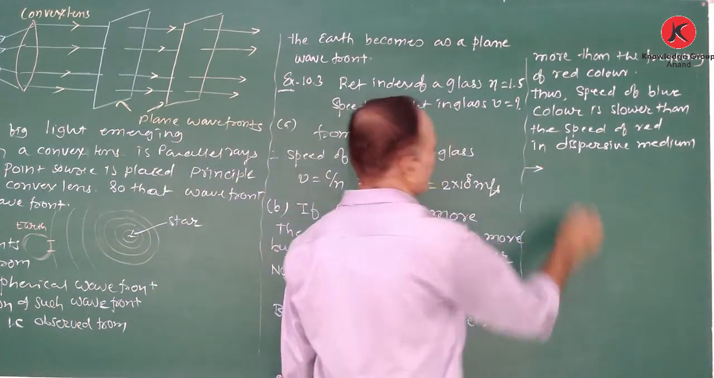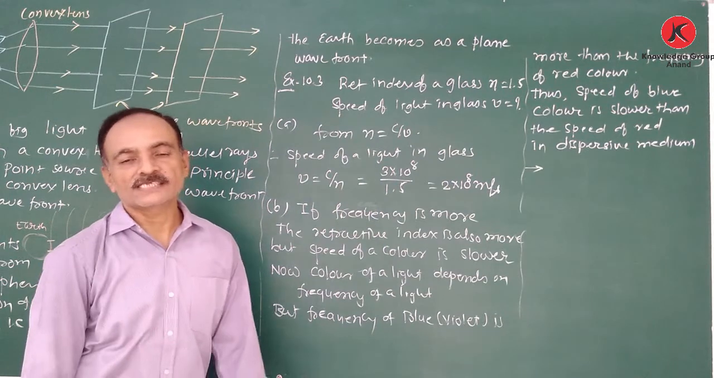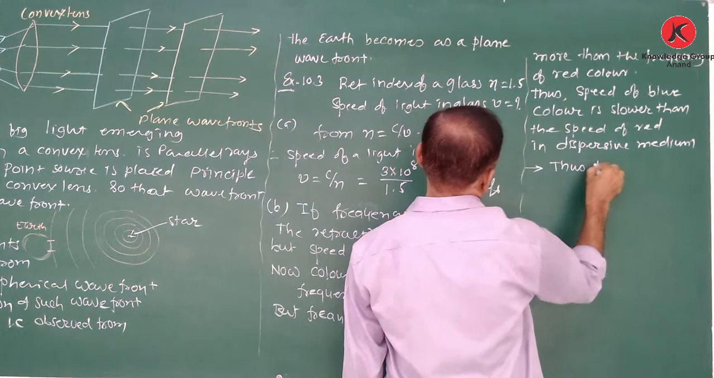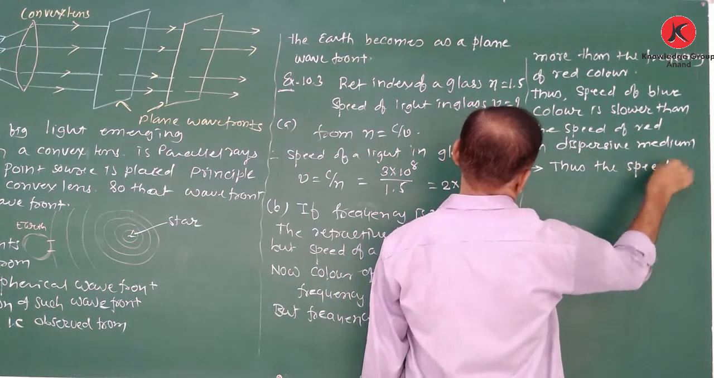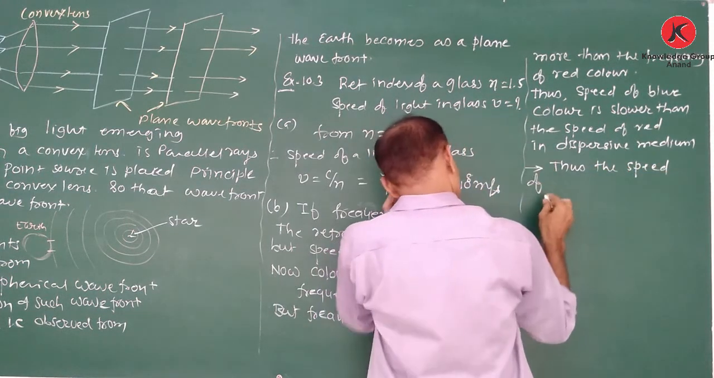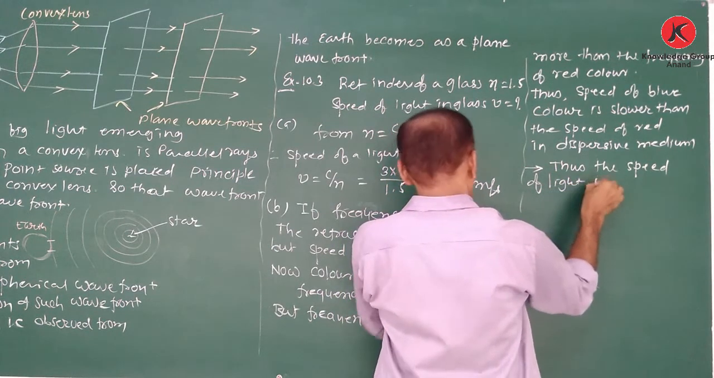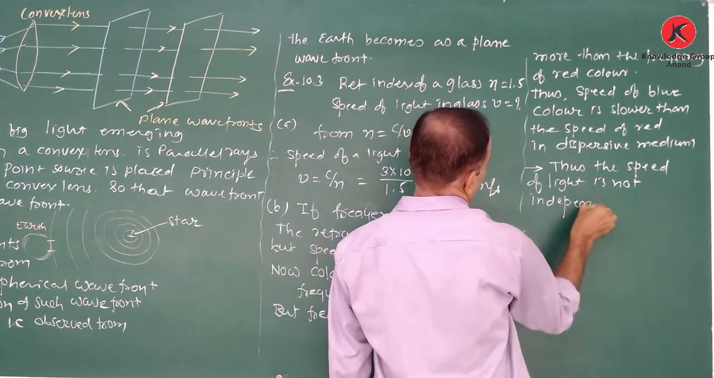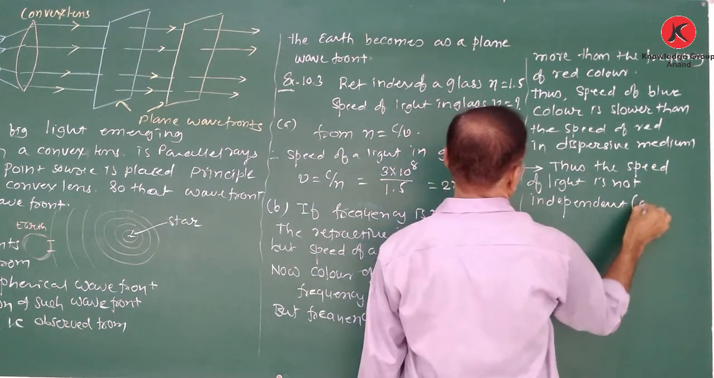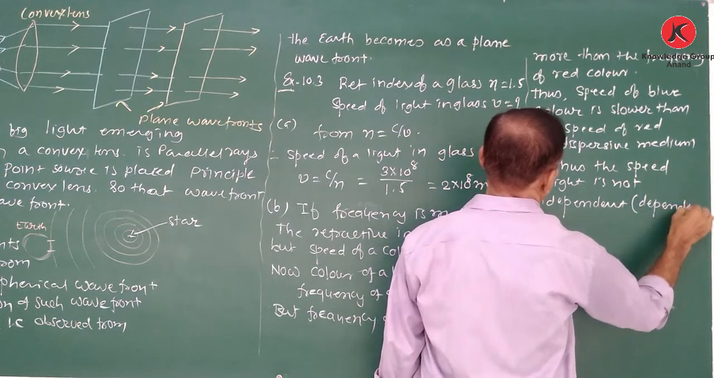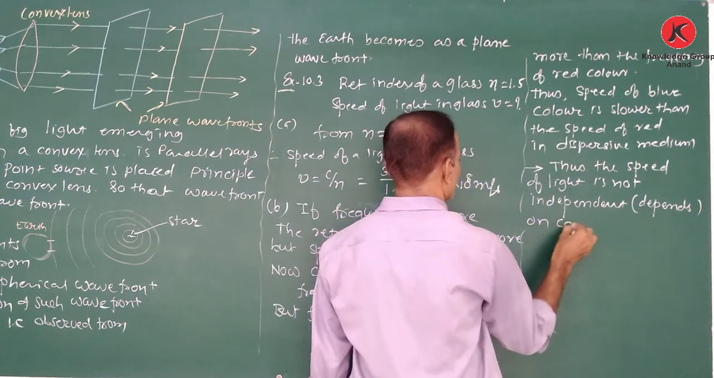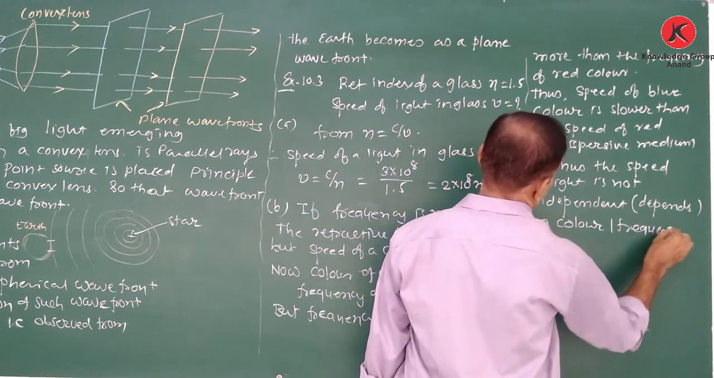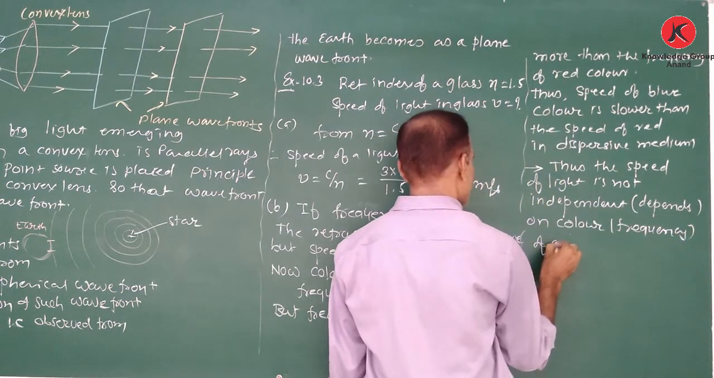Thus, the speed of light is not independent of color or the frequency. Actually, it depends on the color, that means the frequency of the light.